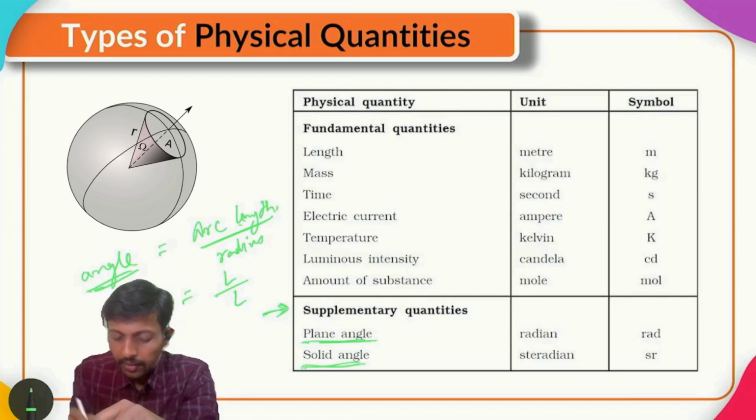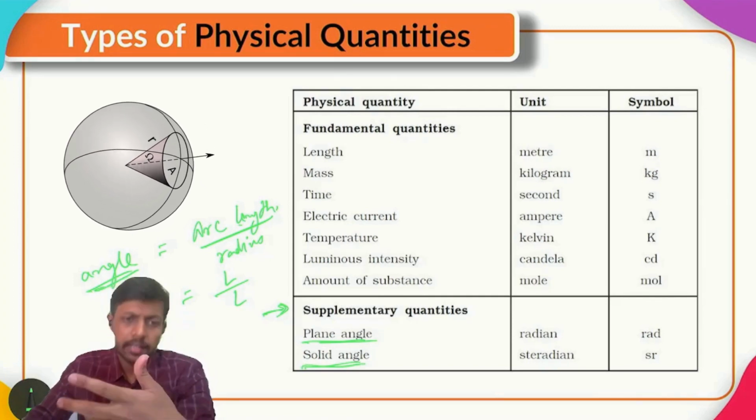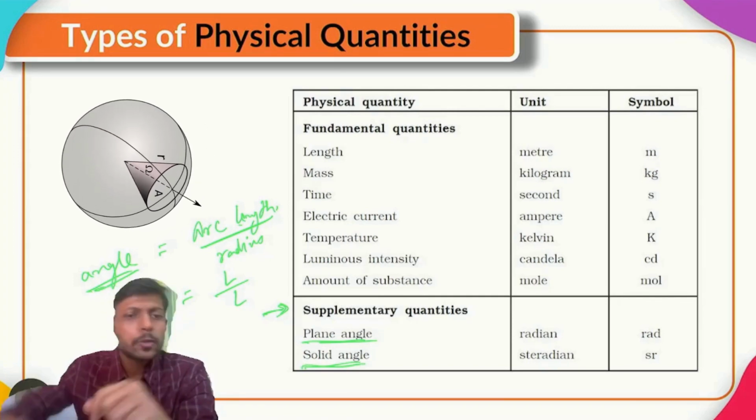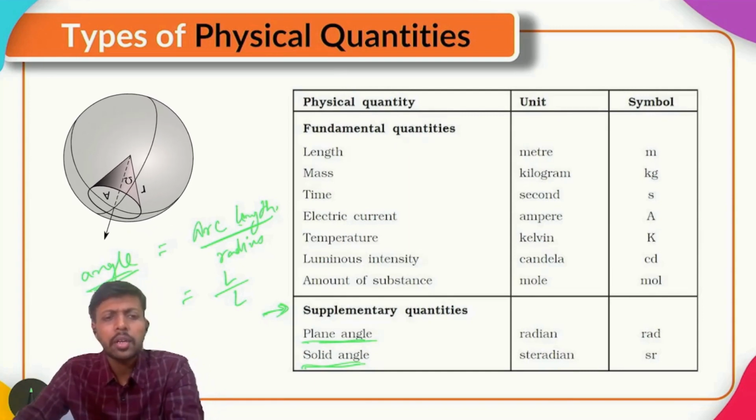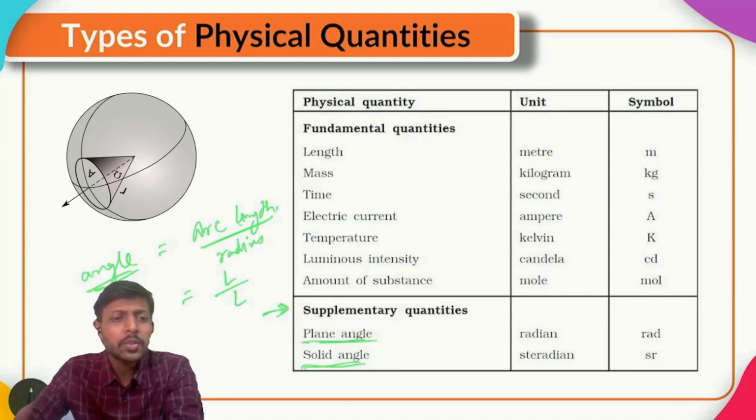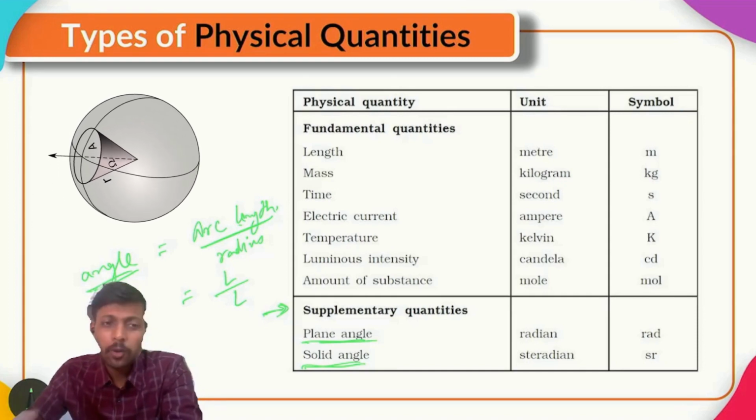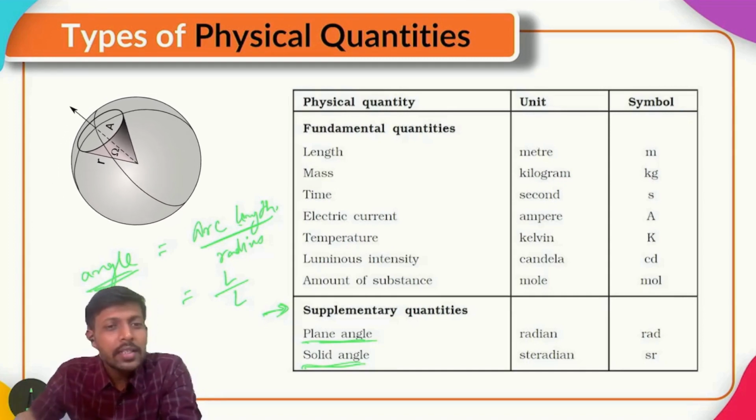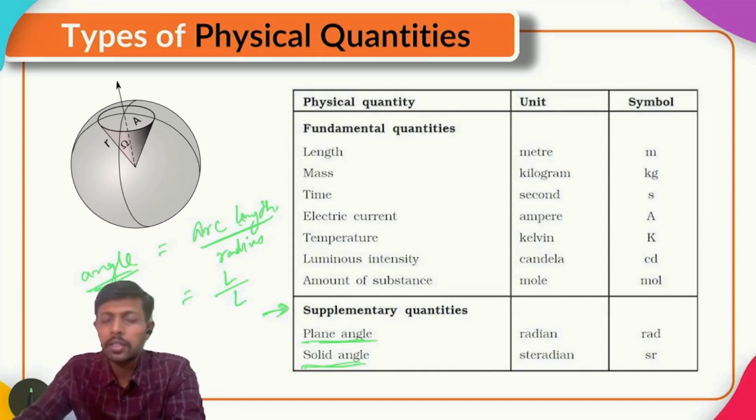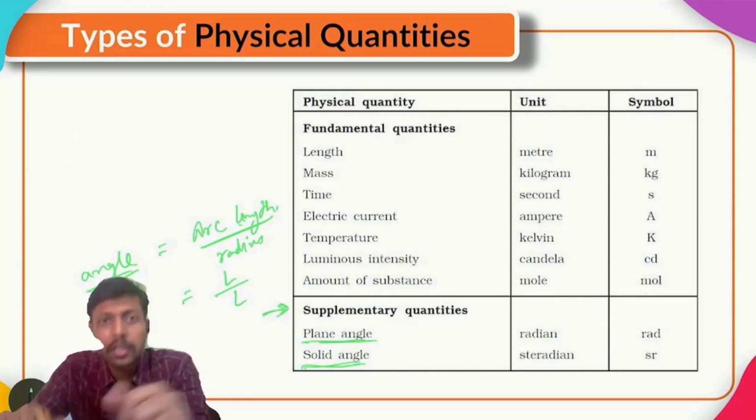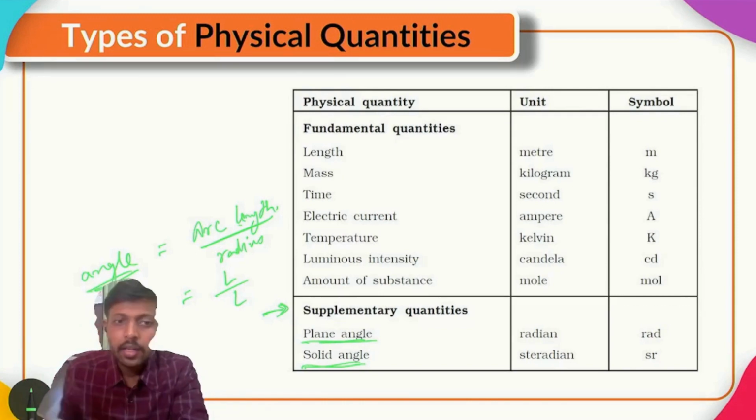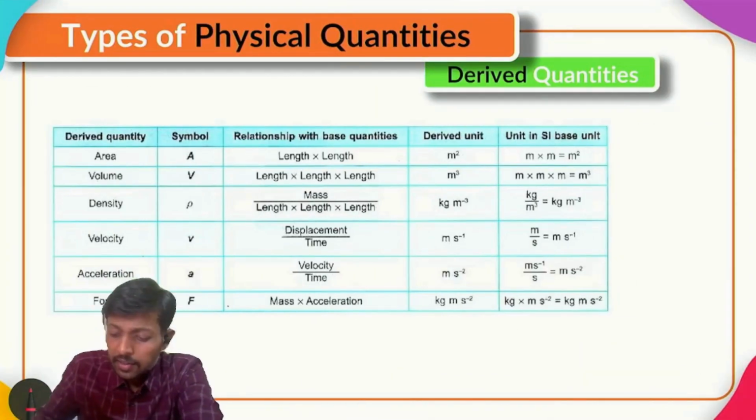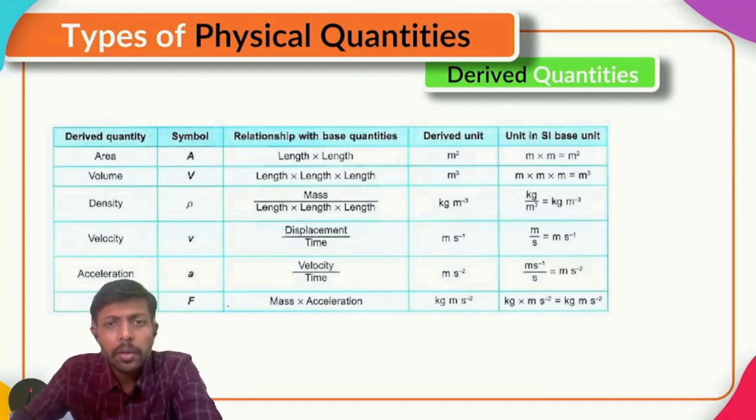Similarly, solid angle is a 3D angle. This is also a dimensionless quantity, and we couldn't place them either in fundamental quantities or in derived quantities. That's why we created a new category called supplementary quantities. These are mostly used for calculations. These help the fundamental quantities define a physical quantity properly. Let's move on. And I did say that we'll talk about derived quantities a little later.